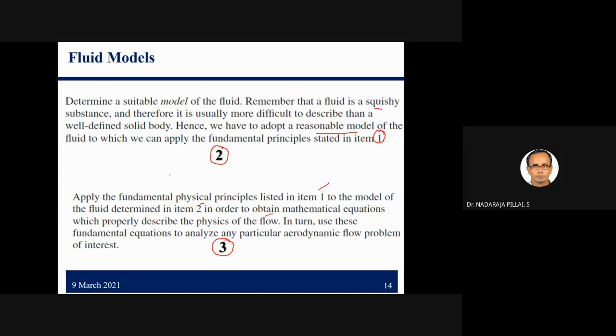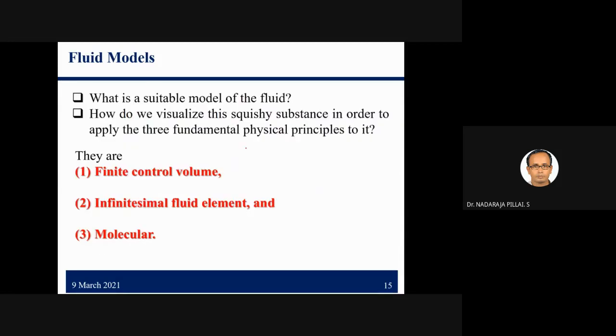Now we will look into the fluid models. What is the suitable model of the fluid which can be considered for a particular problem? Second, how do we visualize this squishy substance in order to apply the three fundamental physical principles to it? The answer is that three different fluid models can be defined: one is the finite control volume, another is the infinitesimal fluid element, and the third is the molecular flow. These are the three fundamental fluid models which can describe any fluid. We will discuss the fluid models one by one. Let us start with the finite control volume approach.